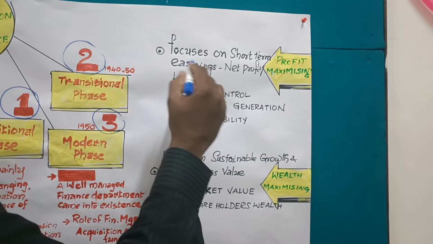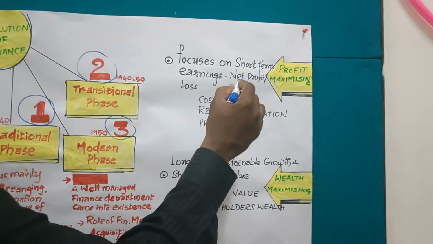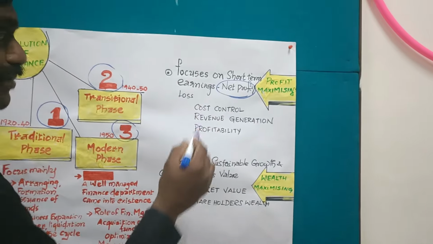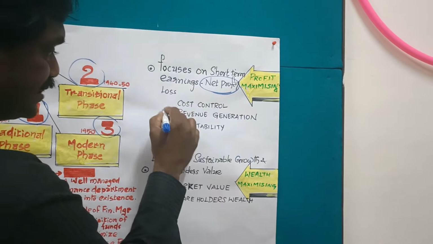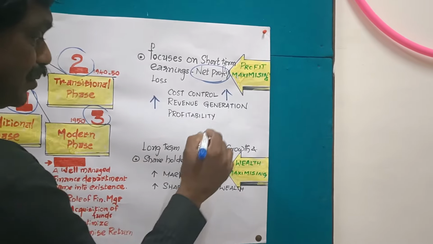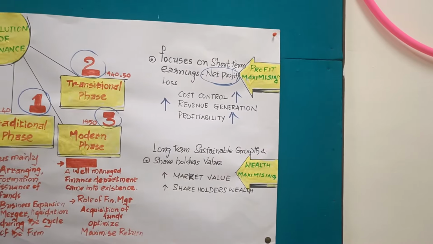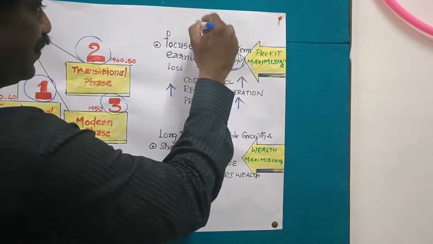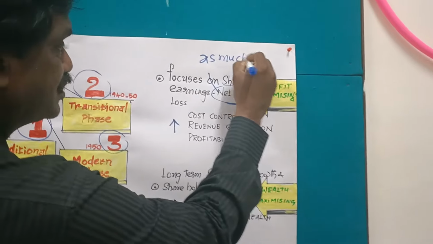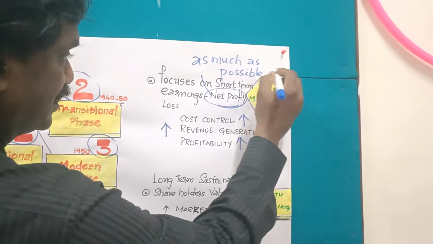Here, profit maximization focuses on short-term earnings, particularly increasing net profit. How can I stimulate the net profit? One, I'll try to increase revenue generation, and two, cost control. By doing all those things I'll increase my profitability. So earning as much profit as possible is part of profit maximization.